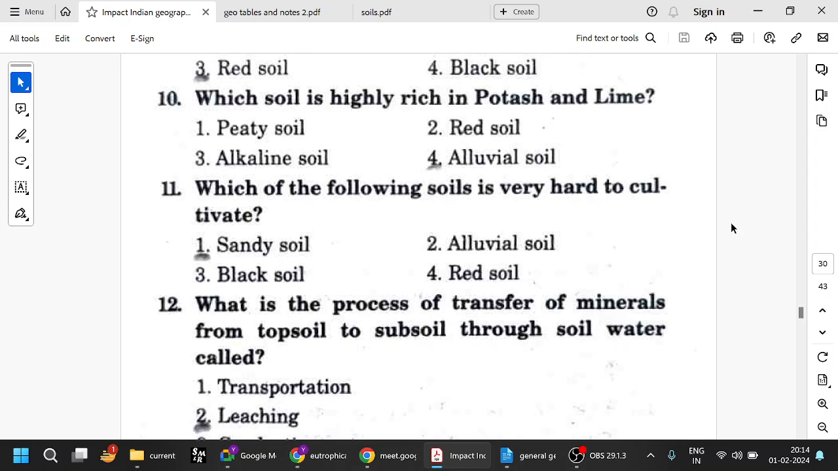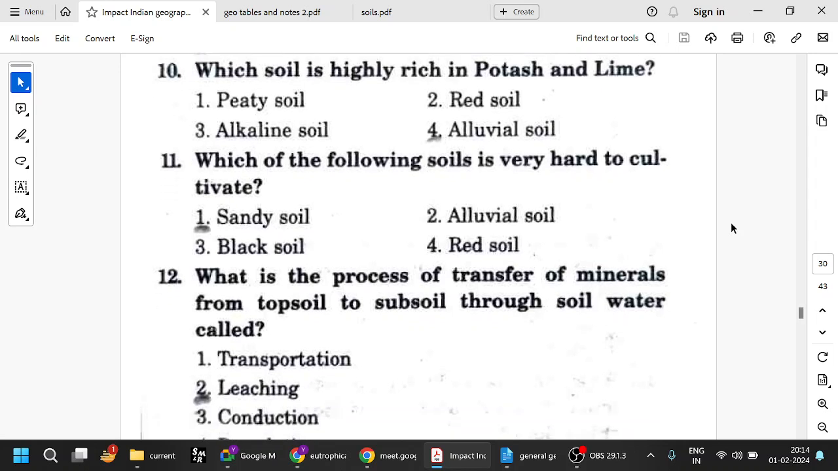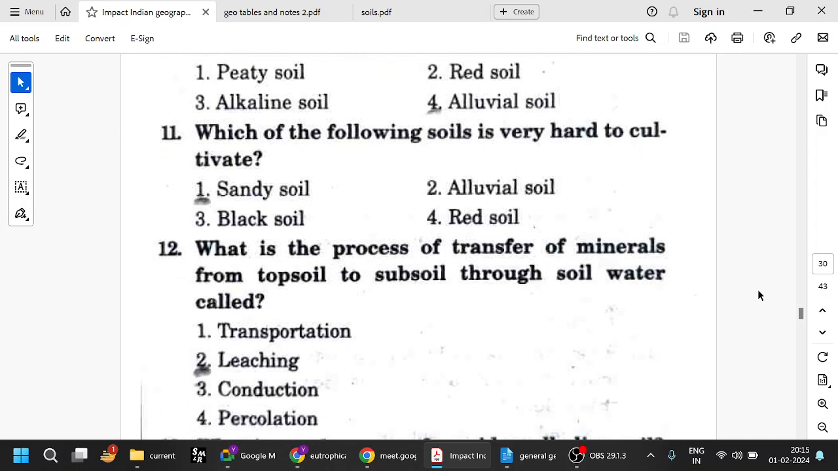So, which of the following soils is very hard to cultivate? Obviously, we saw that alluvial soils are very fertile. Black soils are also called tropical chernozem. They are good for cotton and tobacco, etc. And red soils are also very good for cultivation. And sandy soils, obviously, similar to desert soils, are not very good for cultivation when they are too sandy. So, sandy is the option there.